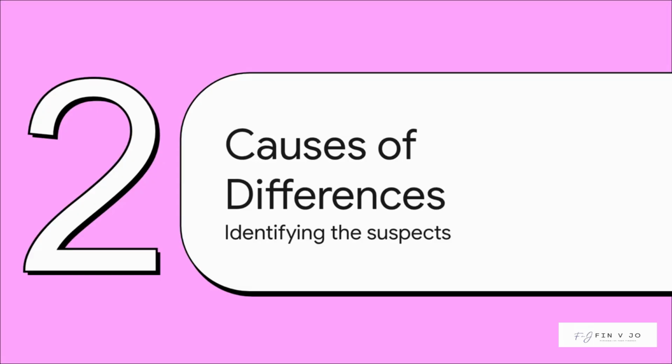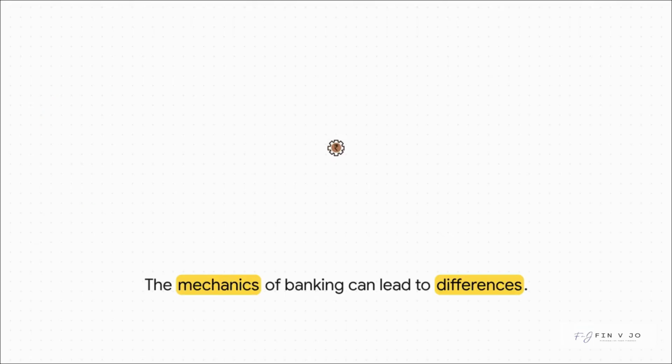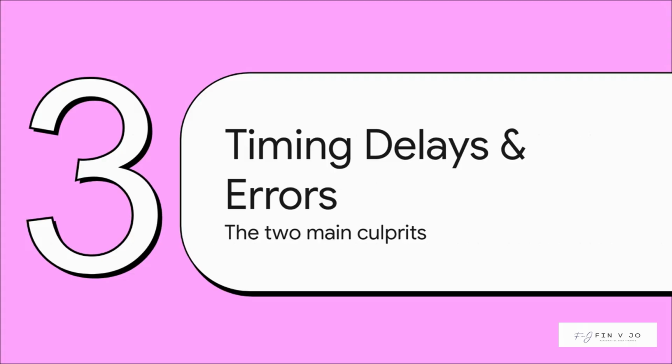Section 2. Causes of balance differences. Our first major realization comes down to, well, sheer mechanics. The way banks process funds naturally creates gaps. Think about it. Whenever we deposit or withdraw money, it has to be recorded in two places. But those two places don't communicate instantly, do they? No way. The gears of the banking system, they take time to turn, and that mechanical lag, that's our first big clue. Section 3. Timing delays and errors.